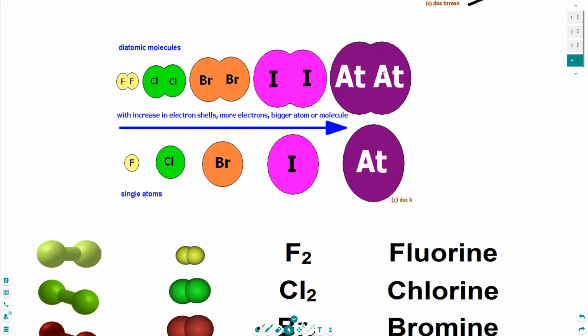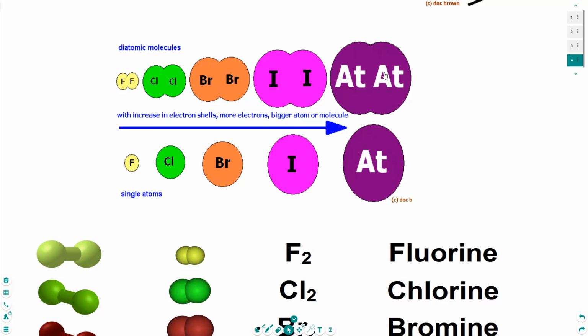Now, as we go down the group, because the atoms themselves are getting bigger, it means the molecules are getting bigger as well. And as the molecules get bigger, the forces of attraction between the molecules will also get stronger and stronger. All right, so these all form simple molecules.